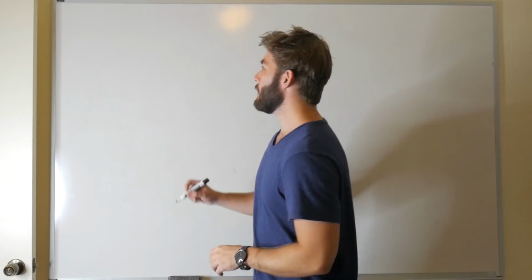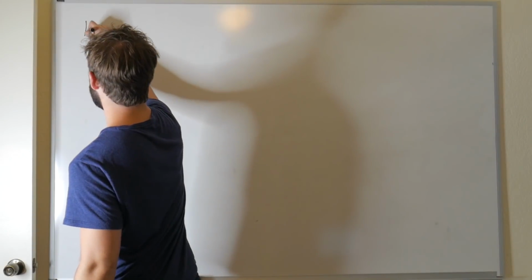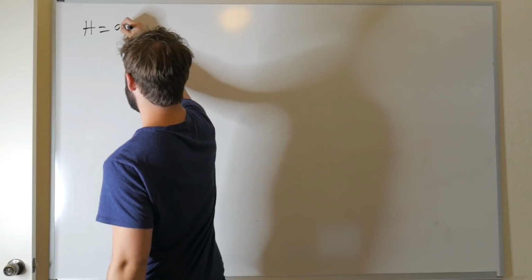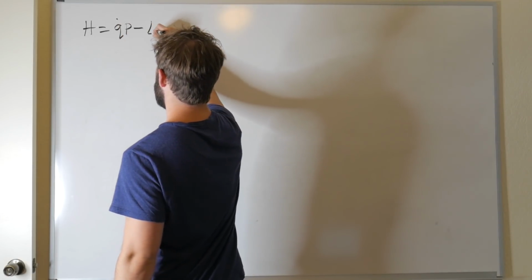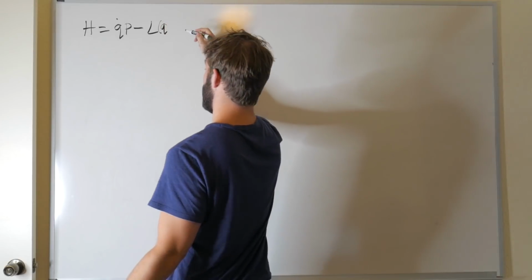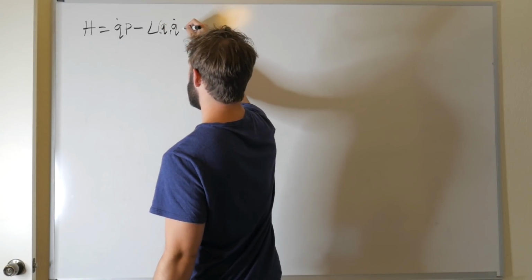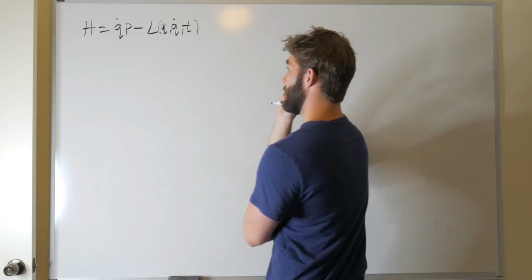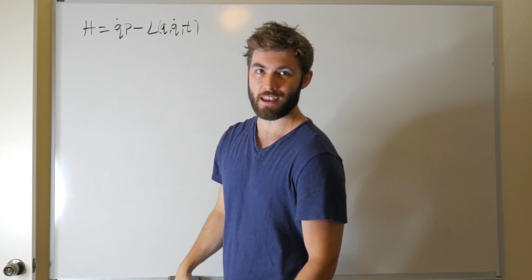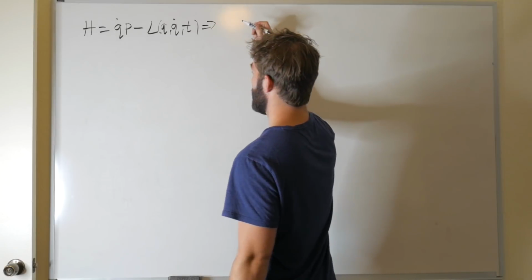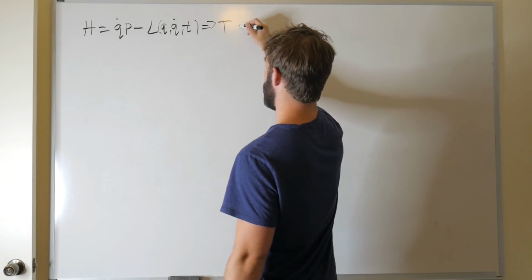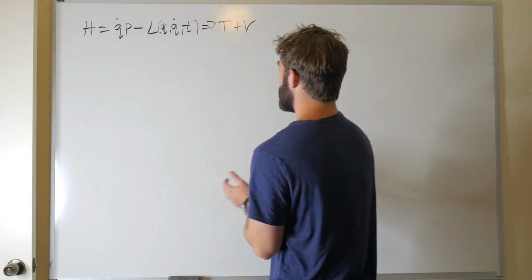In that video, we assumed that the Hamiltonian could be written as H equals the generalized velocity times the generalized momentum minus the Lagrangian, which depends on some generalized coordinate, its velocity, and maybe some explicit time dependence. And this is what we're setting out to find today. We're going to make some assumptions afterwards and show that under those assumptions, the Hamiltonian can be written as the sum of the kinetic and the potential energy. Let's get started, you guys.